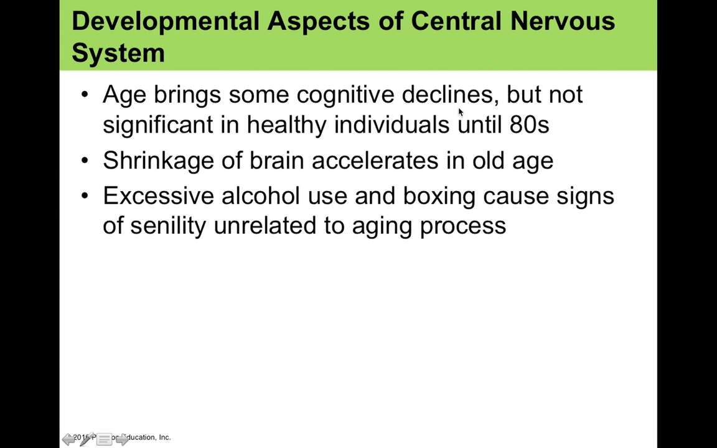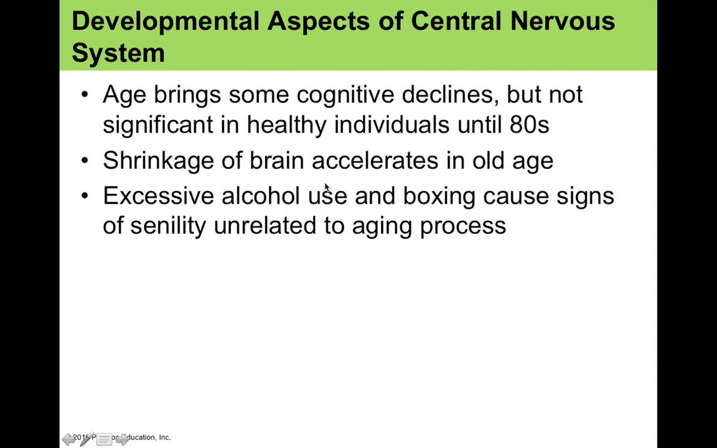Now, age brings some cognitive decline as well, and we see that there's not really significant change in the central nervous system until you reach your 80s. Shrinkage of the brain can accelerate in old age, and this is due to loss of neurons. And excessive alcohol abuse, as well as other brain injury like boxing, can lead to signs of senility in younger people, but this is actually unrelated to the aging process.